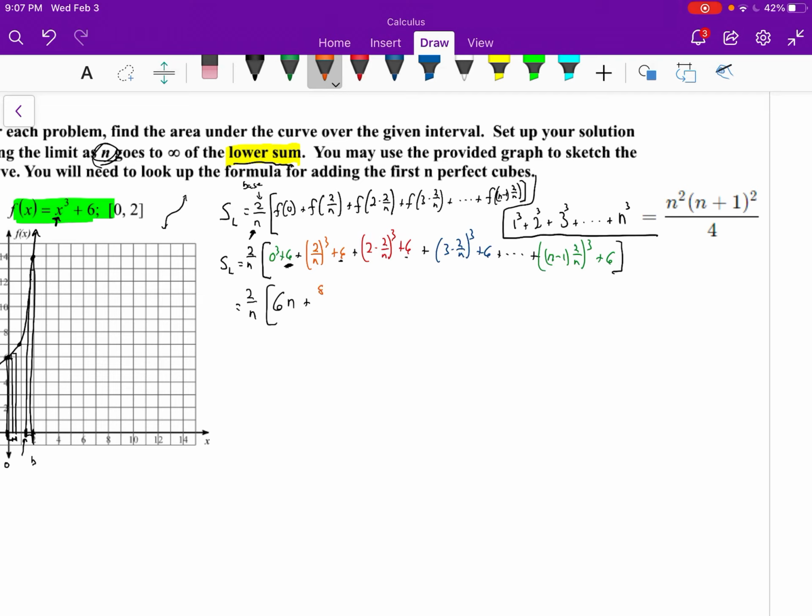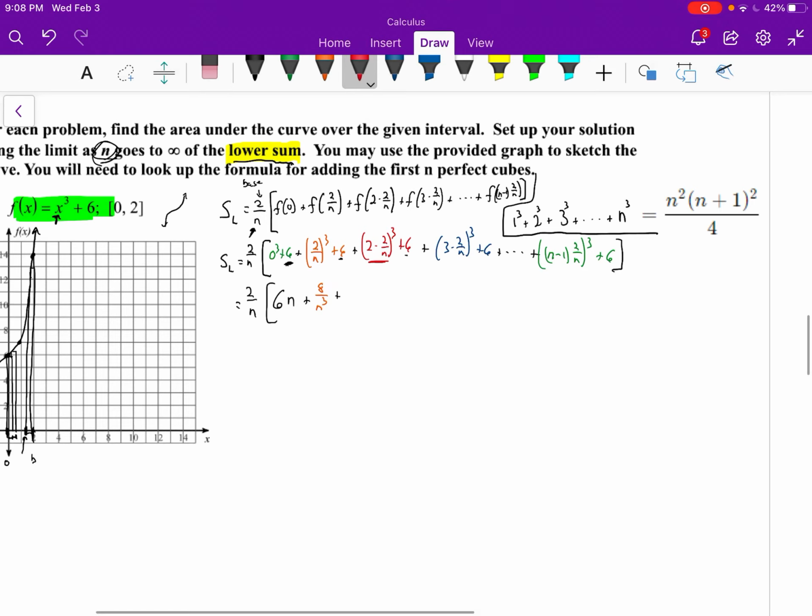We have 8 over n cubed. And looking at this one, 2 cubed is 8. So we have 8, and then times the 2 over n cubed is 8 over n cubed. And then we have 3 cubed is 27 times 2 cubed is 8 over n cubed. And then we have our last one. We have n minus 1 cubed times 8 over n cubed.